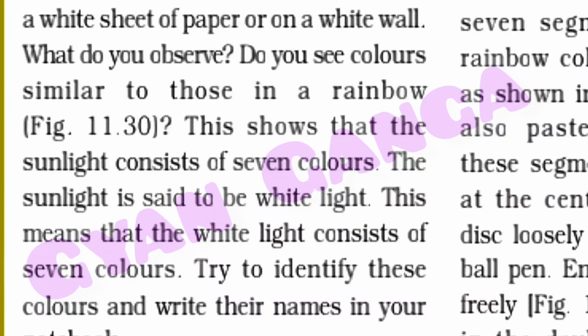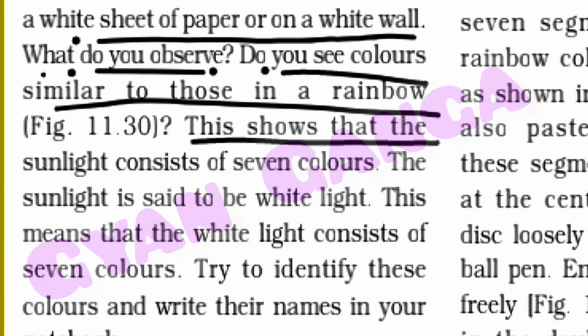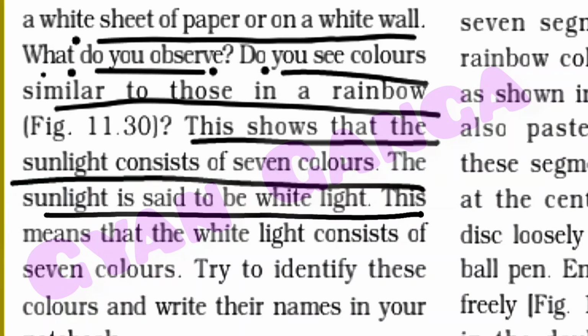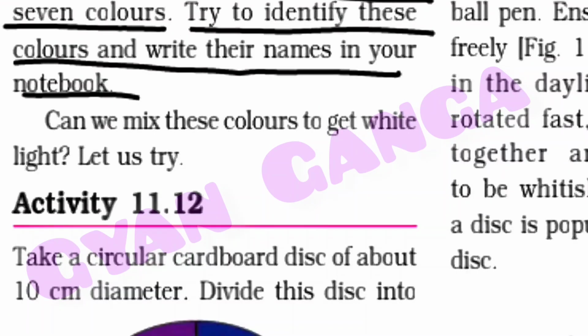a white sheet of paper or a white wall. What do you observe? Do you see colors similar to those in a rainbow? They show that sunlight consists of 7 colors. Sunlight is said to be white light. This means that white light consists of 7 colors. Try to identify these colors and write their names in your notebook. Can we mix these colors to get white light?